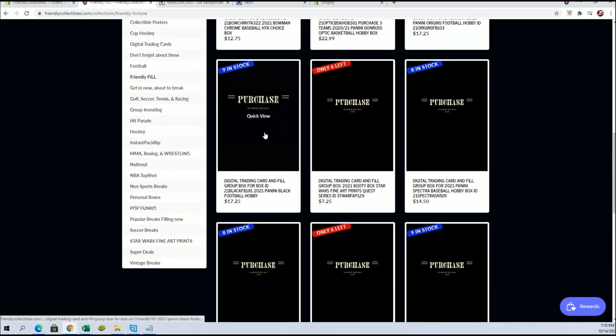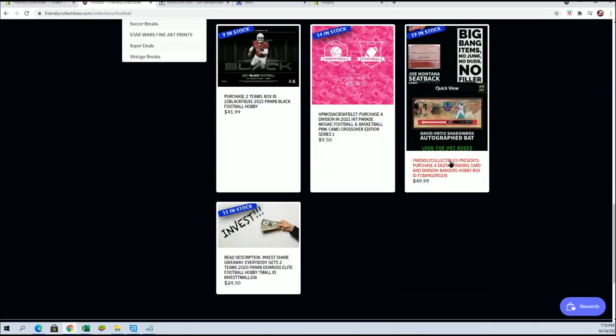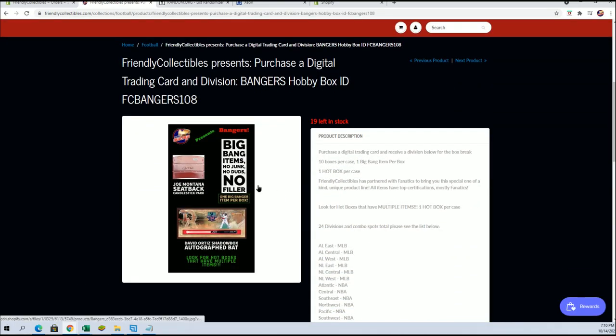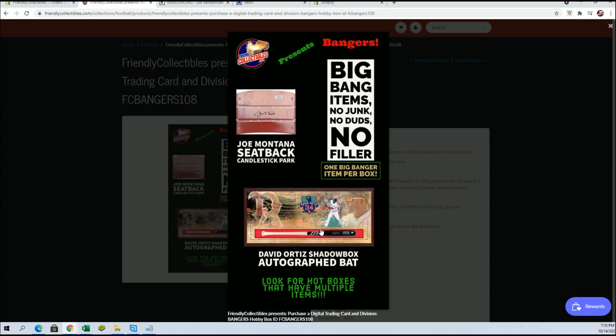So anyways, this is what I was showing. The Steph Curry guitar came out of it. We've pulled the Montana seat and the Ortiz shadow box bat and the Curry guitar and some other good stuff.